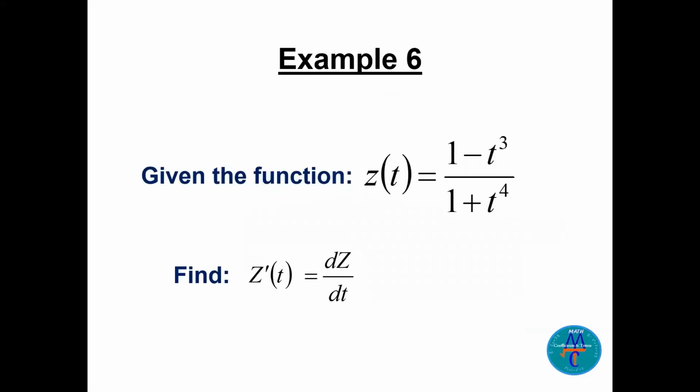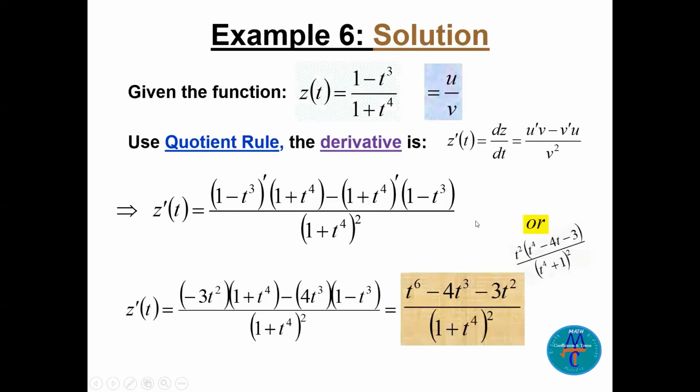Let's apply it here. z of t equals 1 minus t cubed divided by 1 plus t to the power 4. This is a function z in t. Let's find z prime of t, which is dz over dt. Let's find the derivative of this quotient. So I can write directly u over v, and then I write the formula, u prime v minus v prime u divided by v squared.